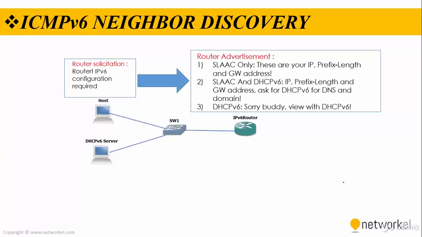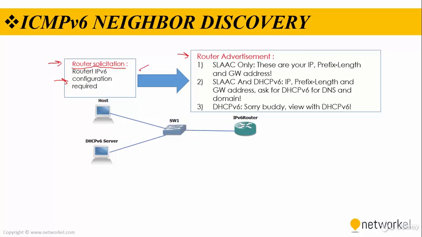And let's take a look at the ICMP version 6 neighbor discovery. We have a few message types here, and the first one is the router solicitation, and the second is the router advertisement. For example, if a host needs an IPv6 address configuration, it sends a router solicitation message which says, hey router, I need IPv6 configuration.